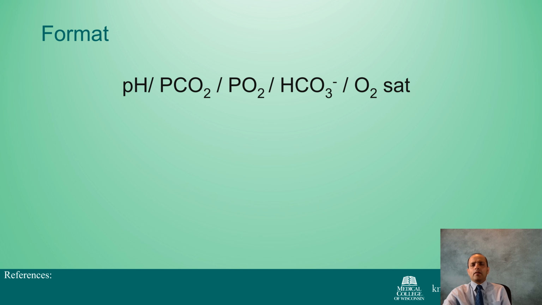So whenever you are writing an ABG, you tend to follow this convention of writing pH first, followed by PCO2, followed by PO2, and then followed by bicarbonate and oxygen saturation.